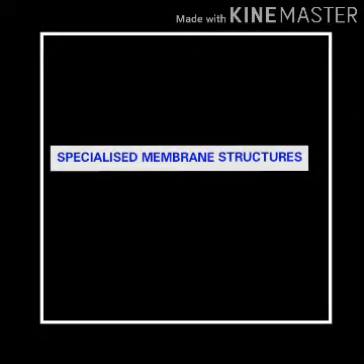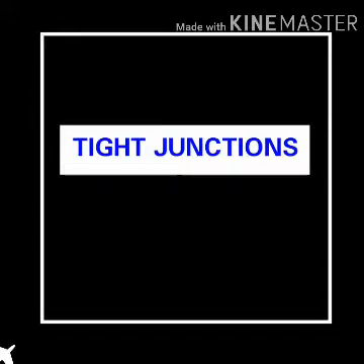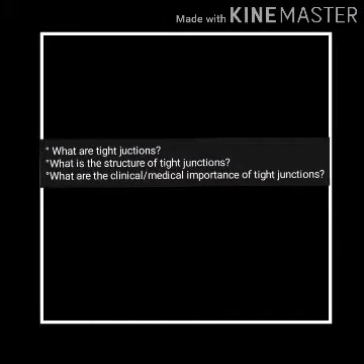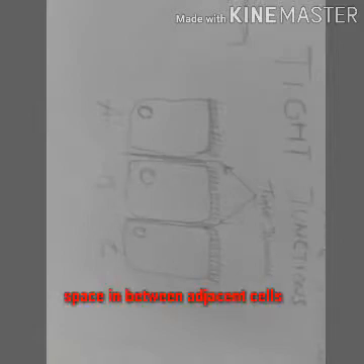And today we'll be discussing some specialized membrane structures, one of which is the tight junctions. Before we discuss the tight junctions, these are some things that you should be asking yourself: what are tight junctions, what are the structures of tight junctions, and what is the clinical importance of tight junctions? Now, tight junctions are areas where two cells which are adjacent to each other join to form barriers.